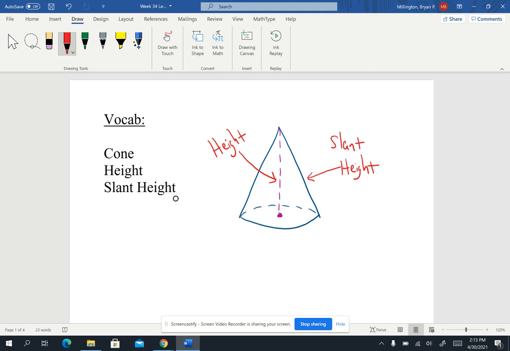And the slant height is what's really important for us when we're finding surface area. The height sometimes might help us find the slant height. The height is really important when we're finding volume. But for surface area, the slant height is what we're looking for. So keep that in mind.